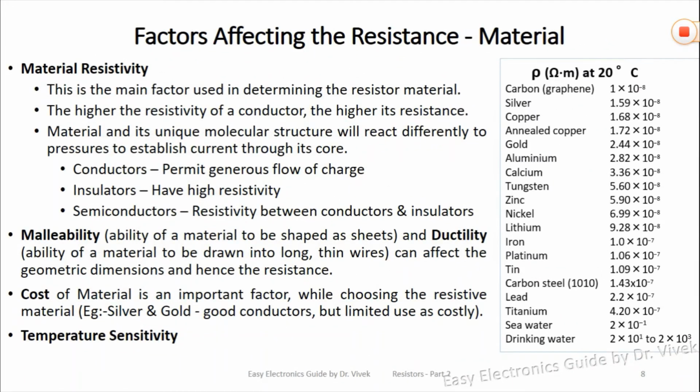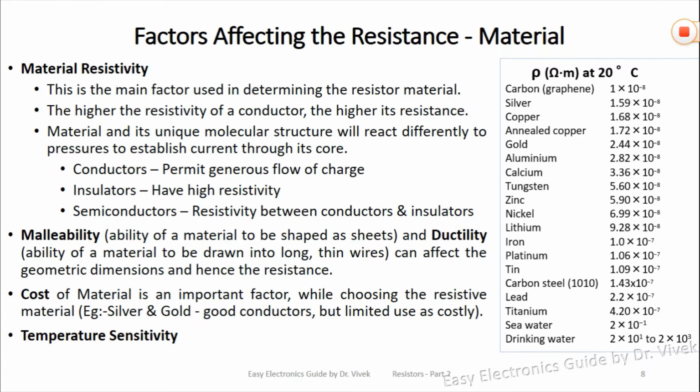Let us examine the material properties. The first is malleability. It is the property to deform under compression. Highly malleable materials can be beaten into sheets. Similarly, ductility is the property to stretch into wires. Both of these properties have direct impact on the material cross-sectional area and length. So they can influence the resistance. The next factor is cost. As the material becomes costly, we have to limit the uses to the applications where the cost can be justified. For example, silver and gold are good conductors. Since they are costly, we can use them only in limited applications.